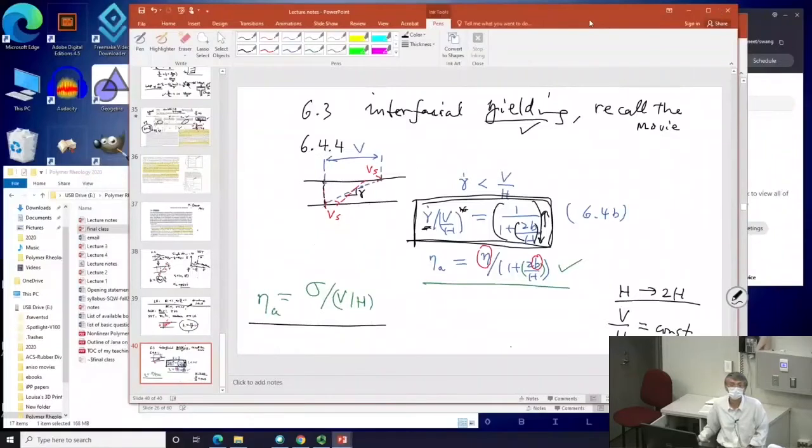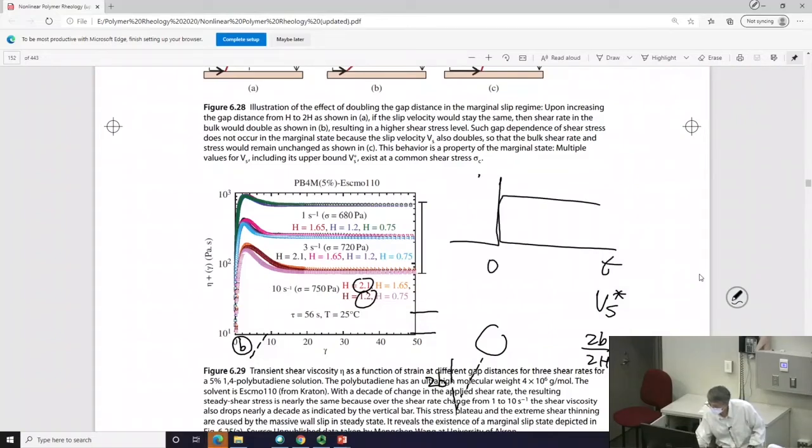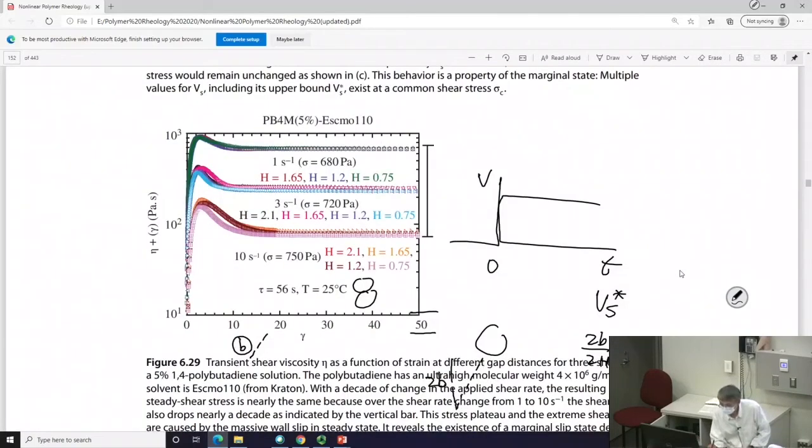Question? Oh, this figure, yes, this figure is a startup experiment, right? So the velocity of the shear starts, and you're watching the stress, dividing it by V over H, which you know. And it was done at three different V over H's. For each V over H, the student changed the gap.